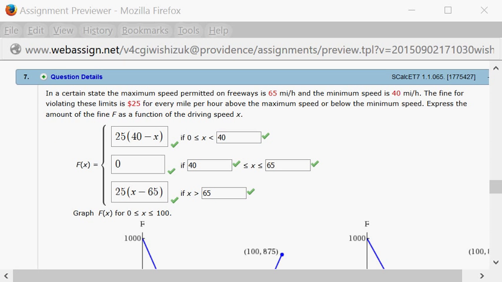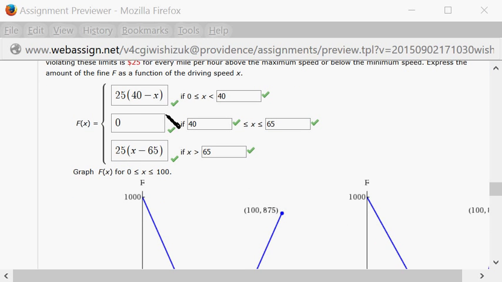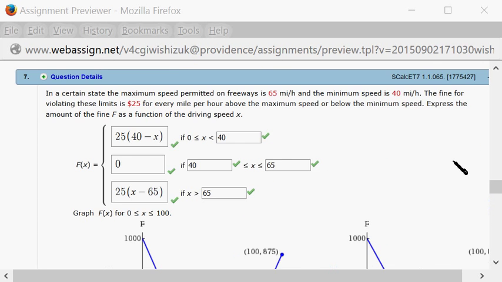It came back and looks like we got the function definition correctly. We just need to find the correct picture. Let's look for the graph. It has zero on the x-axis between 40 and 65. 40 to 65, so that looks good. B is not going to be it.